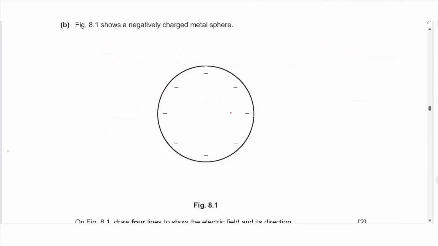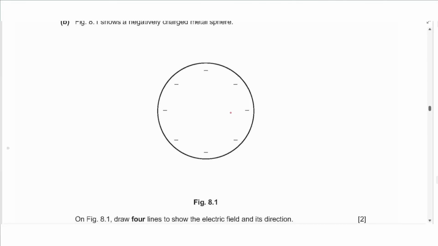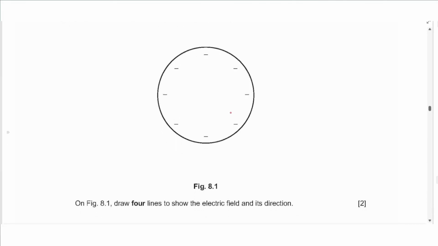Part B says figure 8.1 shows a negatively charged metal sphere. On figure 8.1, draw 4 lines to show the electric field and its direction. So for a spherical object, the field would be radial. So we have 4 lines pointing towards a center. And for a negative charge, the field would point inwards towards the center of the sphere.